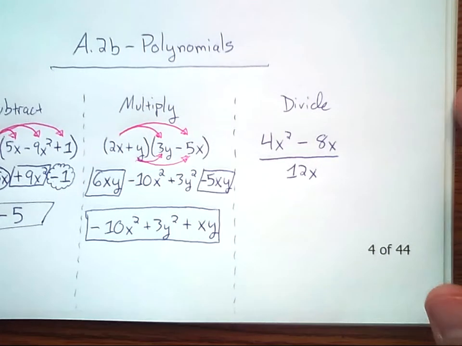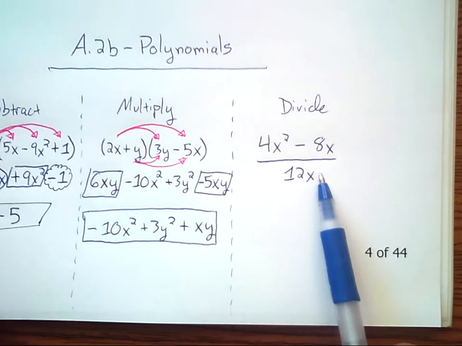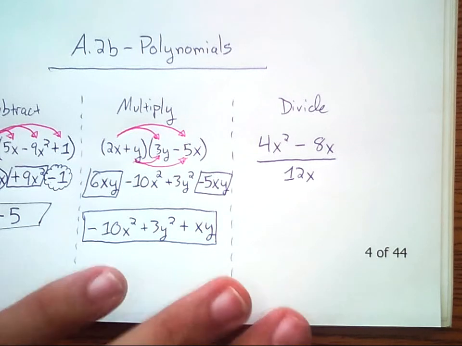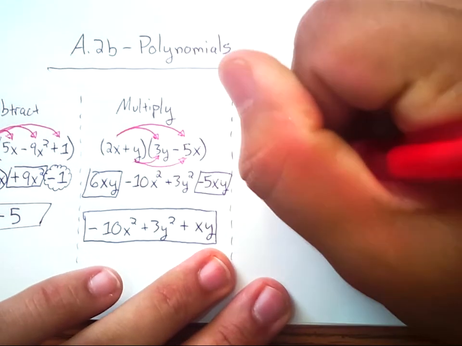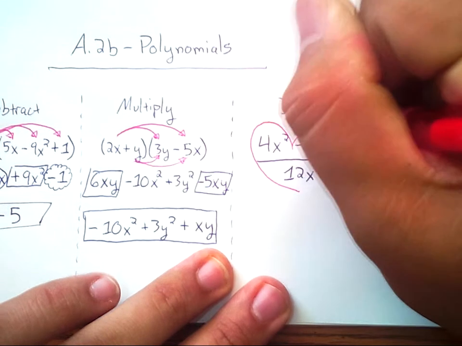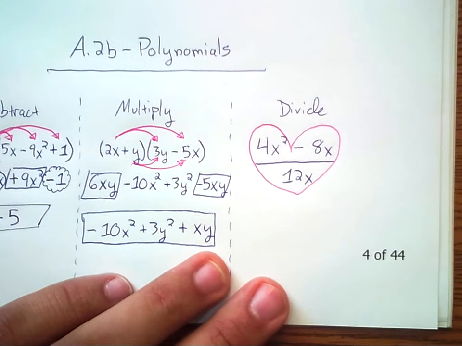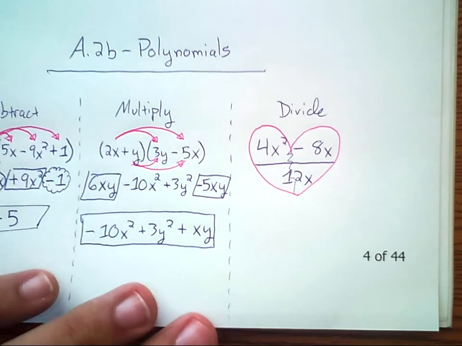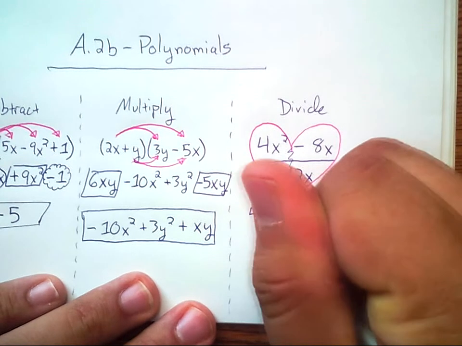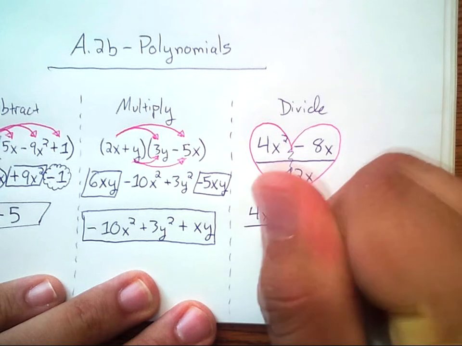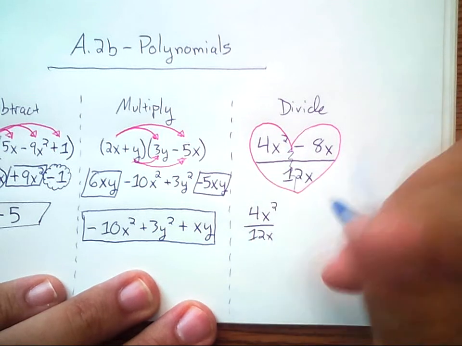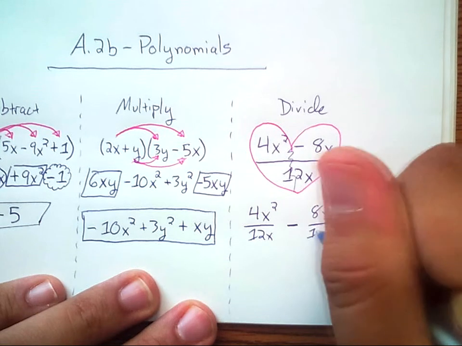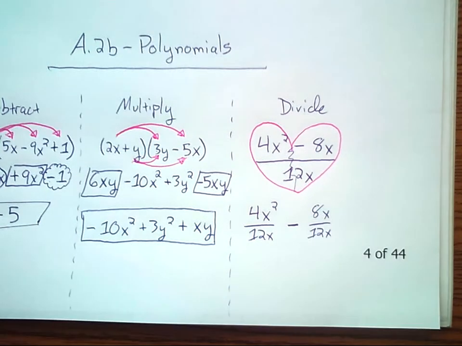Now, as for this division, if you'll notice on the bottom, we only have one term. That's perfect, because what we can actually do is split this up into 2 different division problems. You can see it kind of looks like a heart almost. Well, unfortunately for you guys, we're breaking the heart up. So what's going to happen is this becomes 2 problems. We get 4x squared divided by 12x, and then we also get that minus sign that was right there, 8x divided by 12x. All you do is you reduce as much as you can.